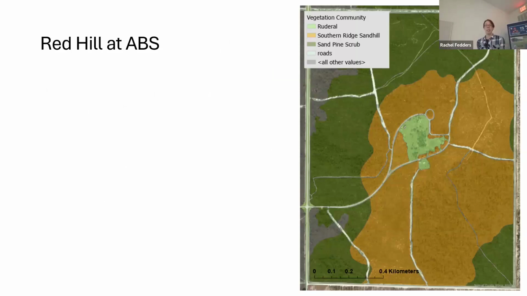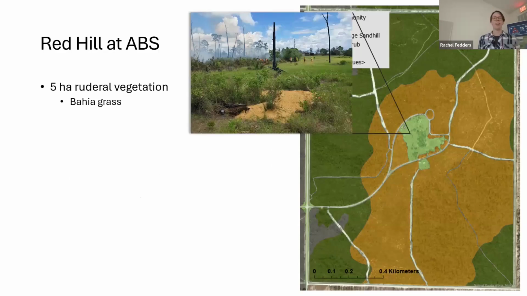So our research project took place on Red Hill here at Archbold. It's located right across the two-lane from the main entrance. One of the central features of Red Hill is this central 5-hectare field. It was converted a long time ago from sandhill to non-native forage grasses, primarily Bahia grass, with other native and non-native species as well. And I'll refer to this as ruderal habitat throughout the presentation.